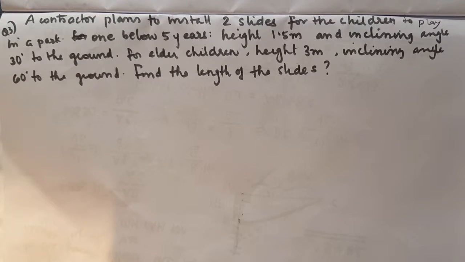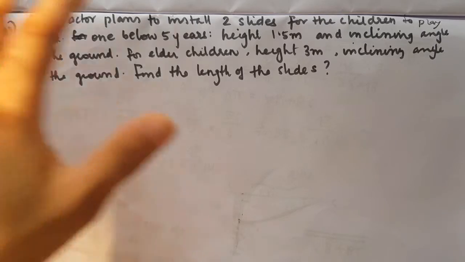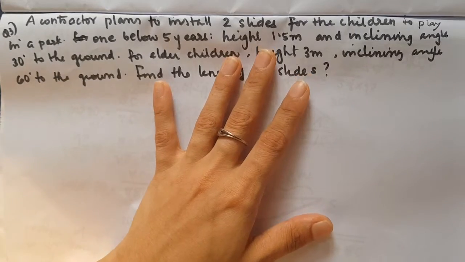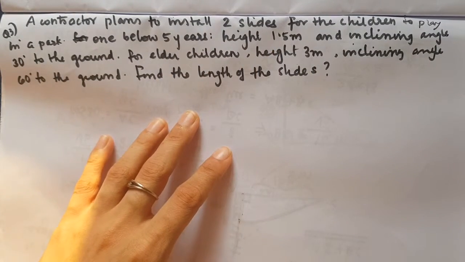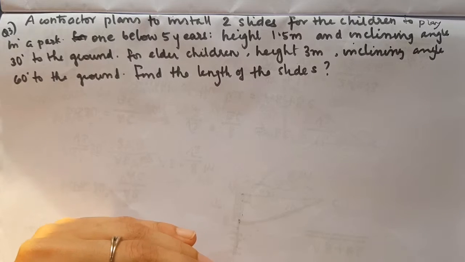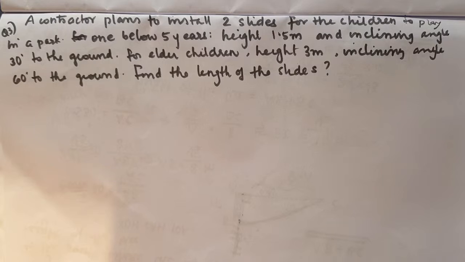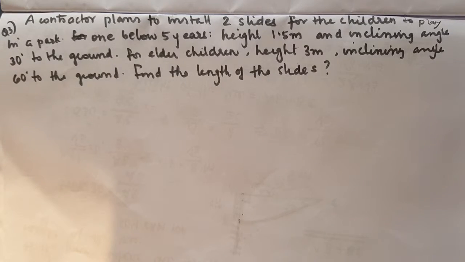Moving on to question 3 from exercise 9.1. I just shortened the question a little bit, just added the important points only. So the whole question is, a contractor plans to install two slides for the children to play in a park. For the children below the age of 5 years, she prefers to have a slide whose top is at a height of 1.5 meter and is inclined at an angle of 30 degree to the ground, whereas for elder children, she wants to have a steep slide at a height of 3 meter and is inclined at an angle of 60 degree to the ground. What should be the length of the slides in each case?